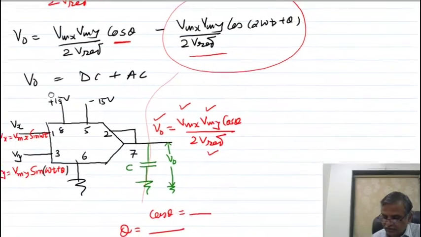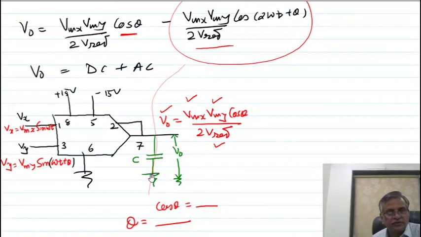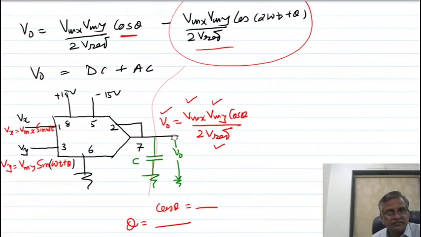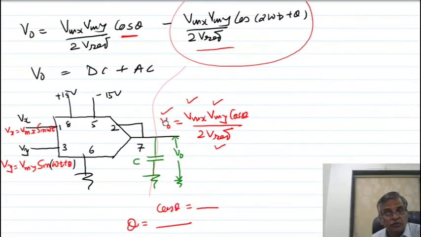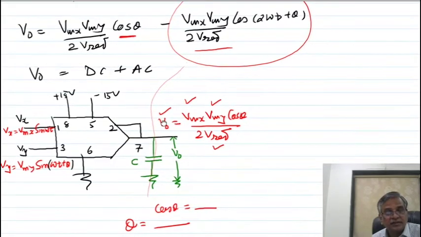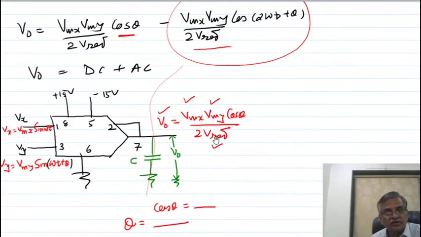So what we did, we connected one capacitor in parallel to the output. The AC term will be bypassed through this, and you will get only the DC term. You have the values of Vmx and Vmy, and you measure the value of output voltage with a meter. You know your reference voltage for the IC, so you can get the value of cos theta. From cos theta you can find theta. In this way you can measure the phase angle between two input signals to the multiplier IC.